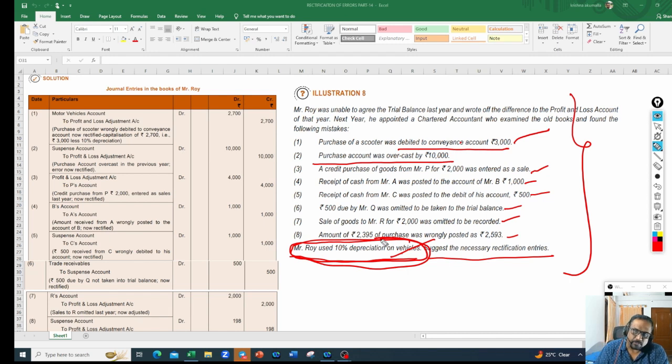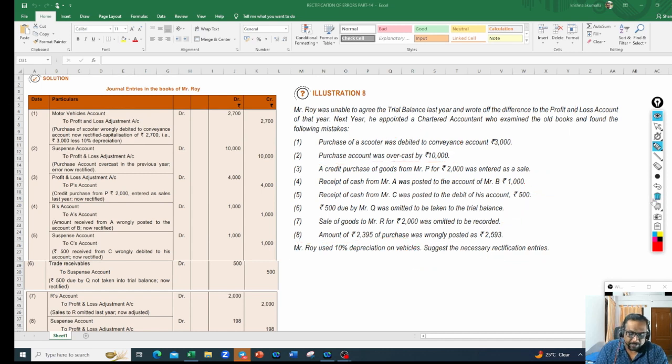So that is the reason. If you read the problem, then you will understand that the first point has a relation to the last point. We have to be very careful while preparing the solution. Now let us go one by one.